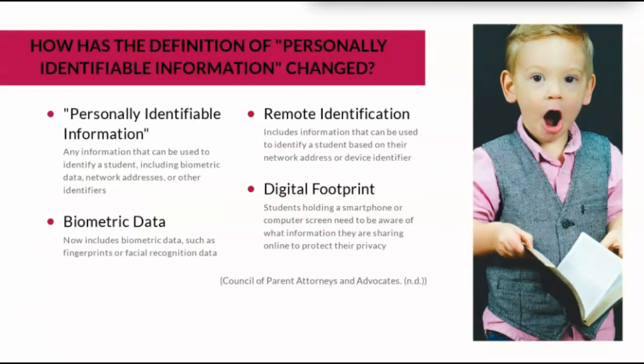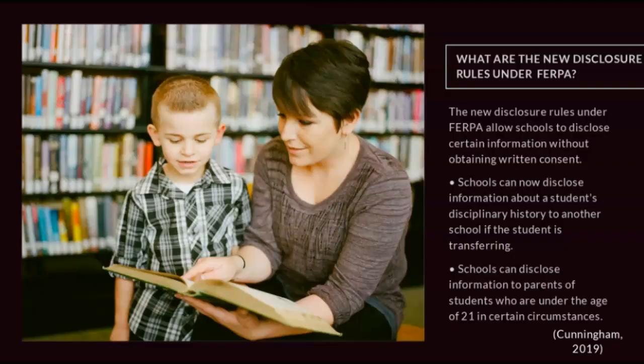FERPA's definition of personally identifiable information is any information that can be used to identify a student, either alone or in combination with other information. This includes, but is not limited to, a student's name, address, social security number, student identification number, or other identifying number or code. As noted, the definition has been expanded to include biometric data, such as fingerprints or facial recognition data, as well as information that can be used to identify a student based on their network address or device identifier. So what are the new disclosure rules under FERPA?